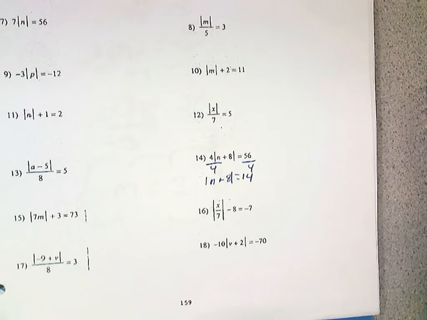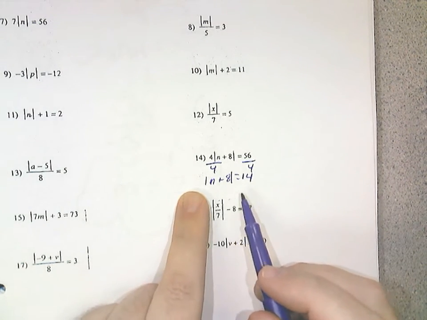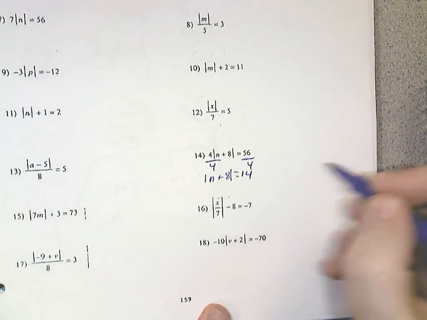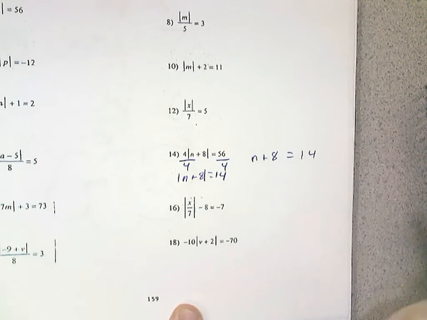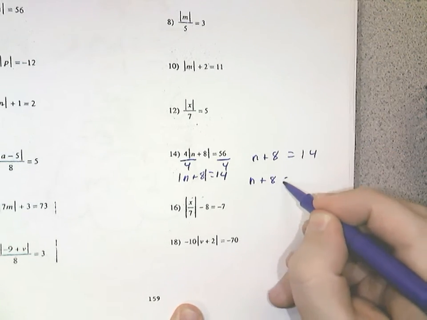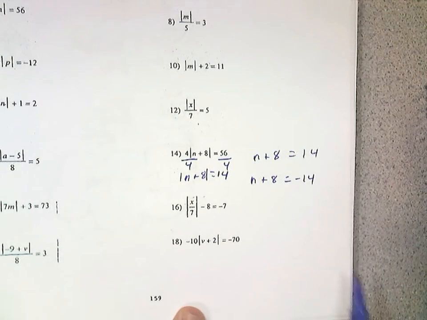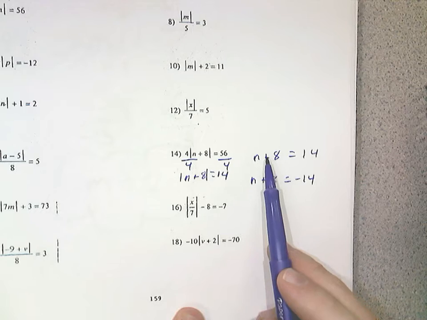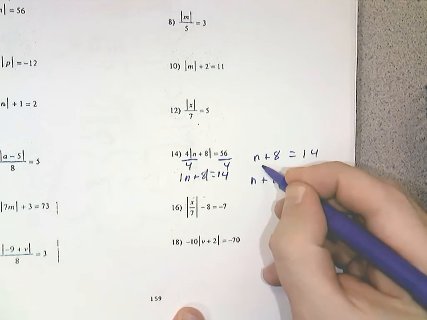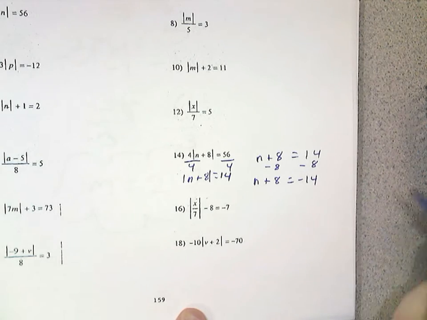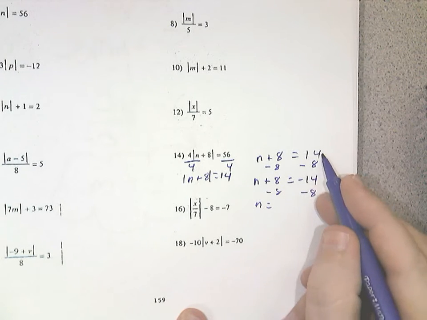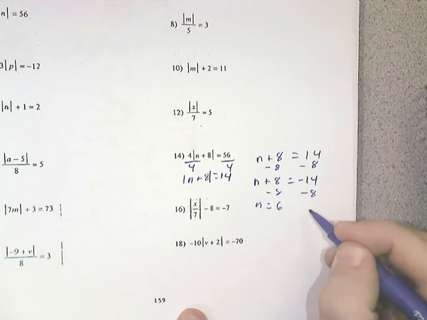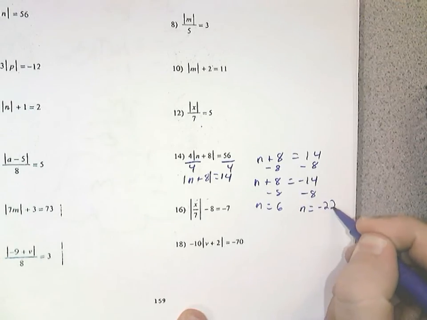Okay. Now that my absolute value is isolated, I'm going to split it into two. So I have, let's do it over here, n plus 8 is equal to a positive 14, and n plus 8 is equal to a negative 14. And then to solve it, that's a one-step equation now. I have to do the opposite operation, so I would subtract the 8 from each side. So minus the 8, you should get n is equal to 6, and n is equal to a negative 22.